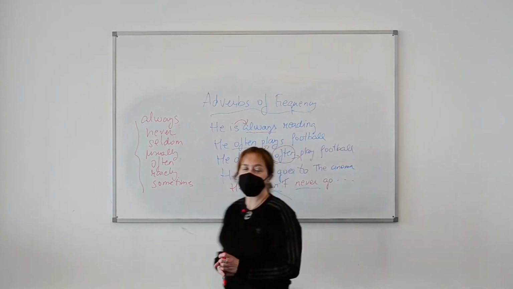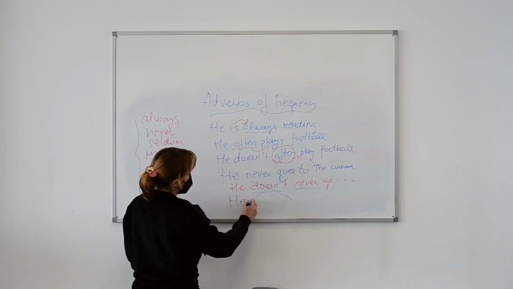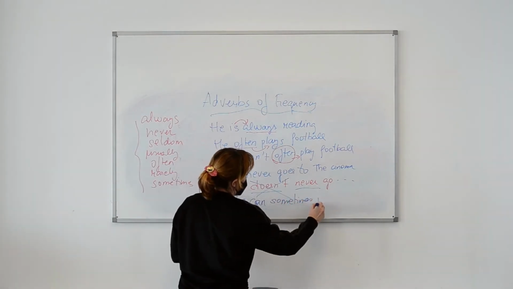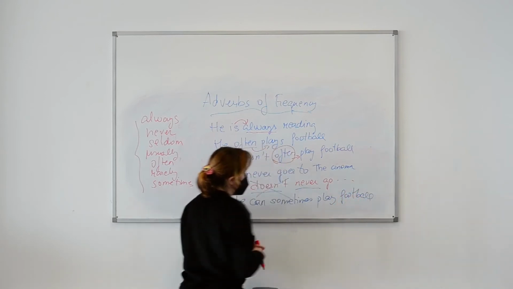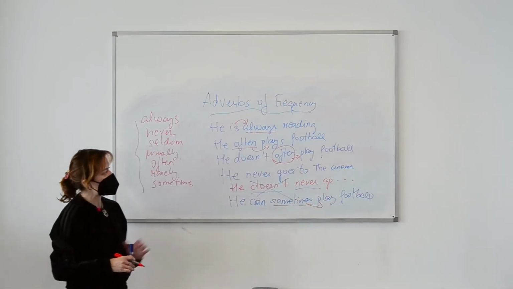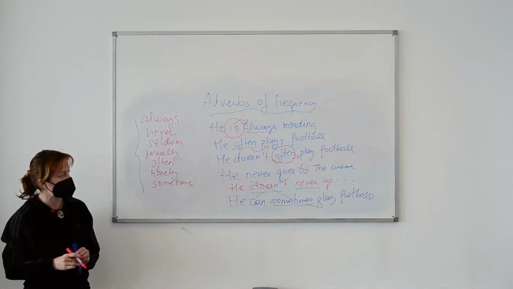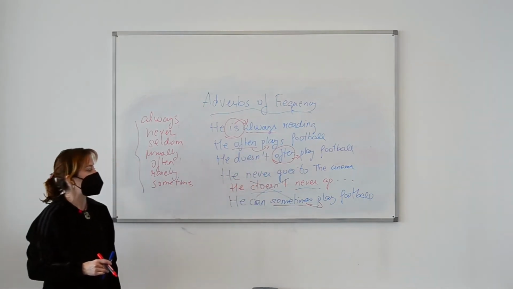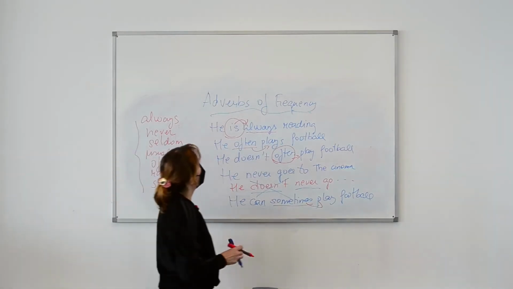With modal verbs, the situation is more or less the same. If we say, for example, he can sometimes play football, in this case, the adverb is placed after the modal auxiliary and before the verb. Always this position, except the most important exception, the verb to be. Okay? Before the verb, in all cases, double negation is not possible, and after the verb to be. These are the most important characteristics of adverbs of frequency.